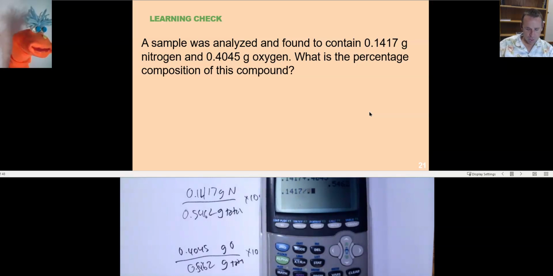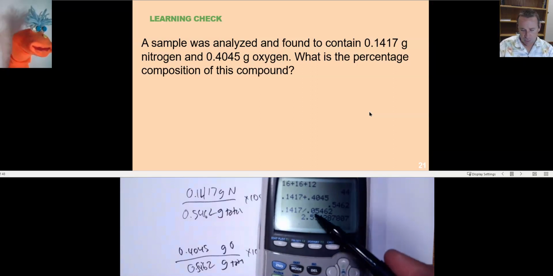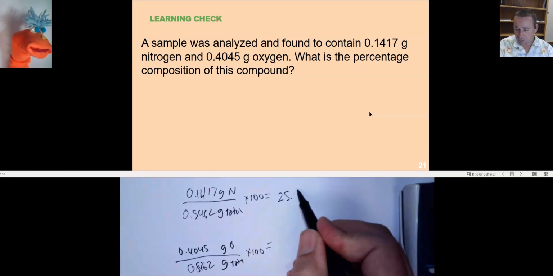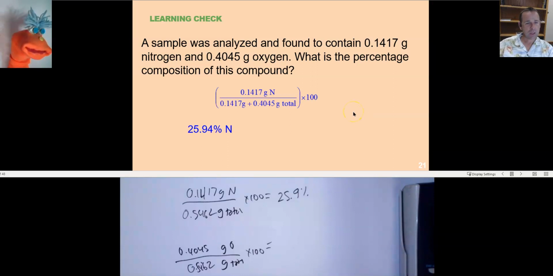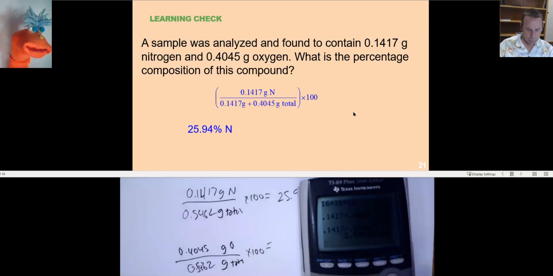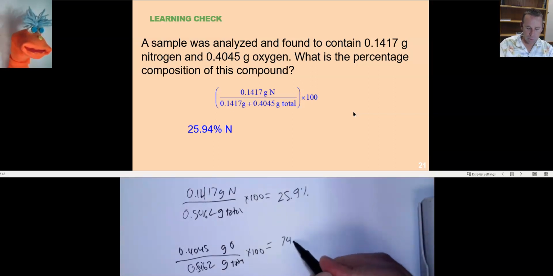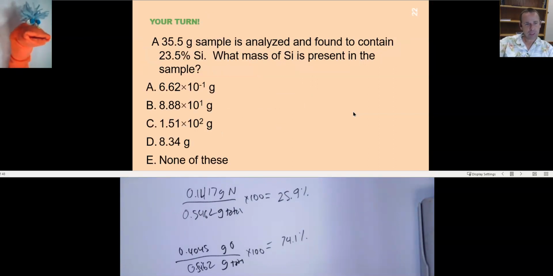So 0.1417 divided by 0.5462. Whoops, try that again, I just had an extra zero in there. So it looks like 25.9% nitrogen, and 0.4045 divided by 0.5462 is 74.1% oxygen. Okay, looks good.